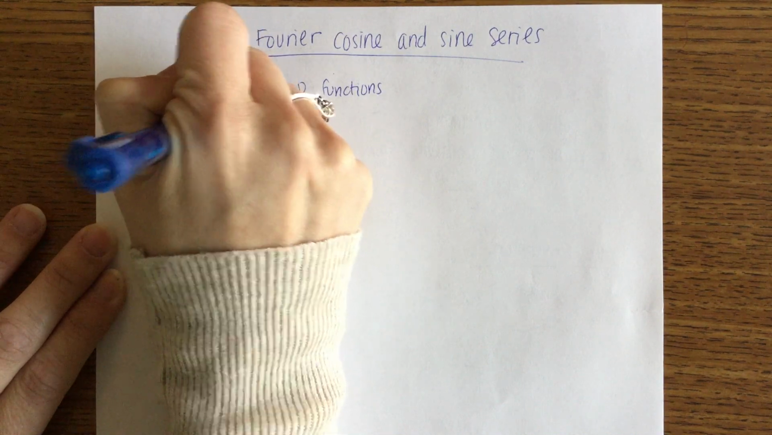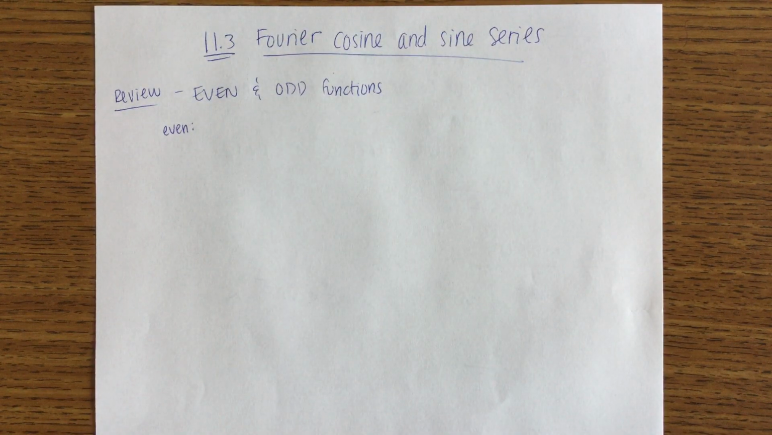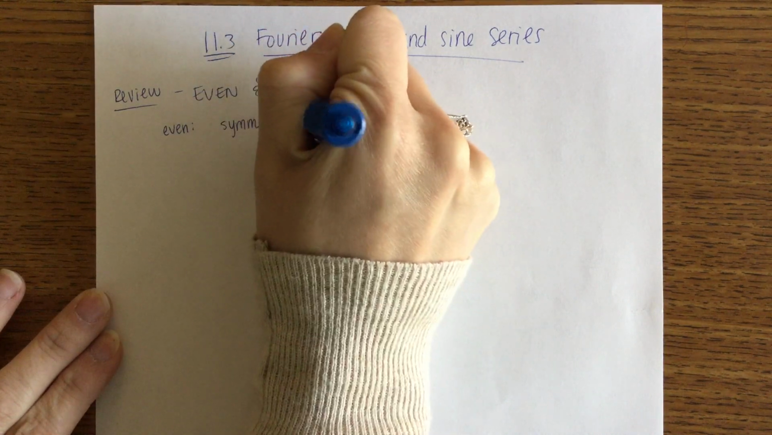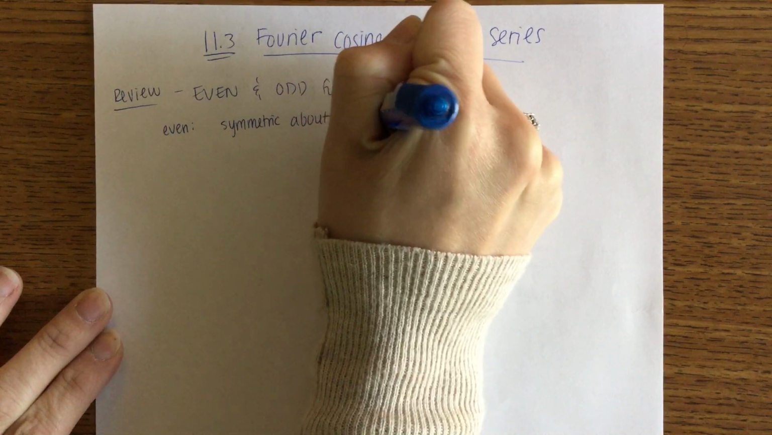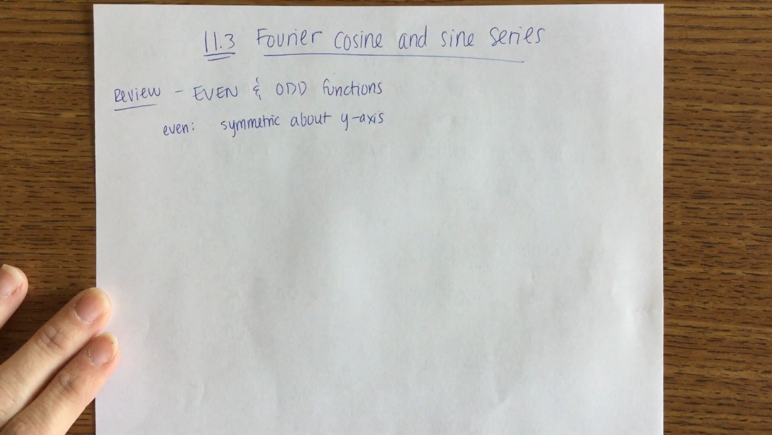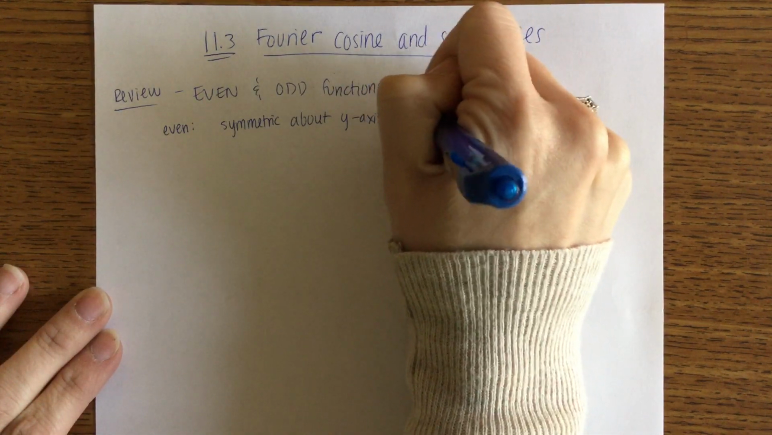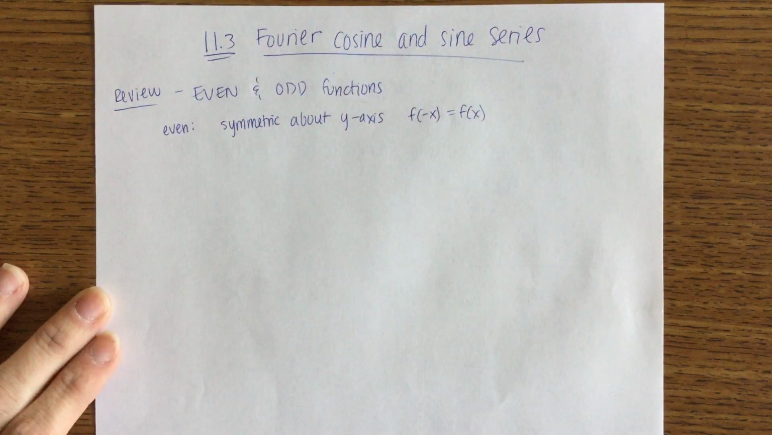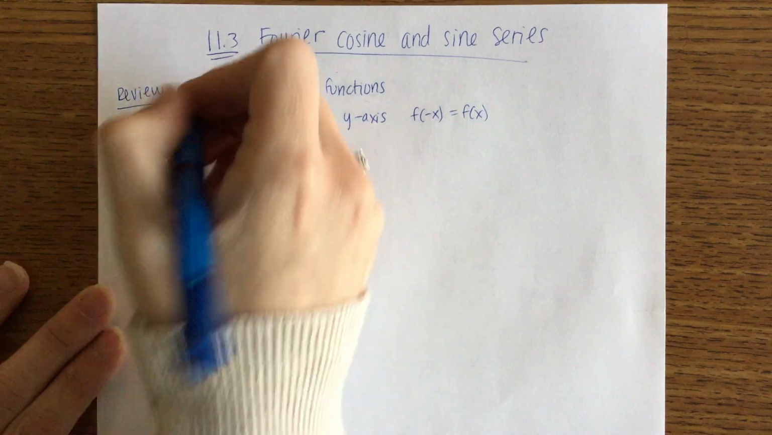Anybody remember how to check if a function is even, both algebraically and geometrically? It is, yes. Symmetric about the y-axis. That's the geometric part. Algebraically? Correct. So if we make x negative, we should still end up with f of x. That will tell us that a function is even.